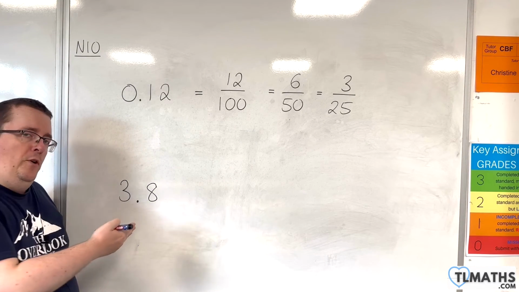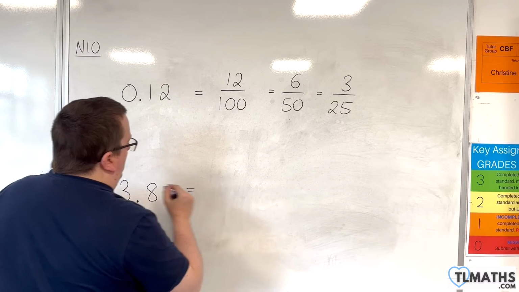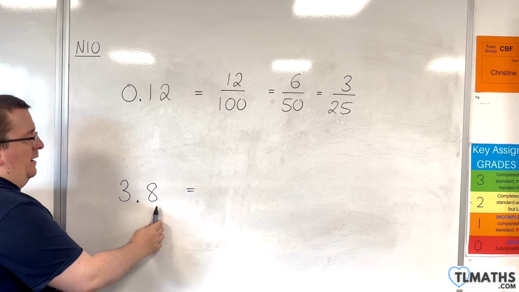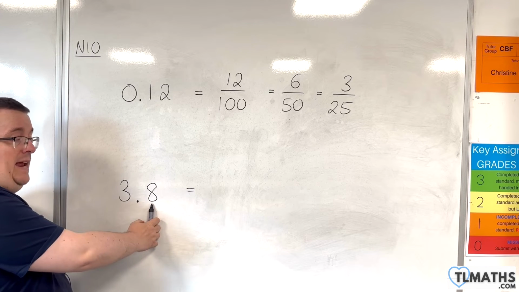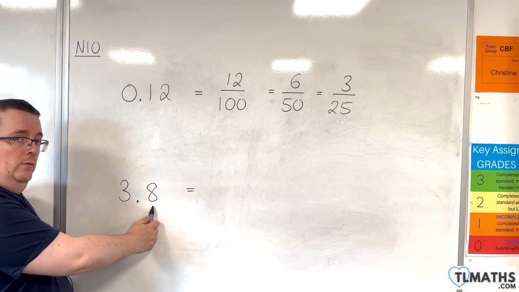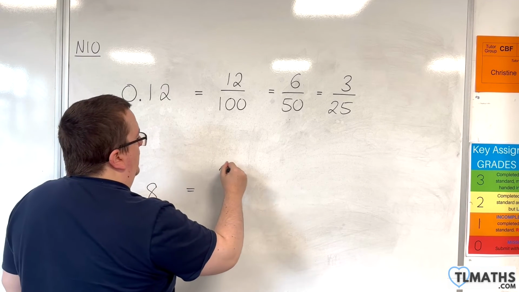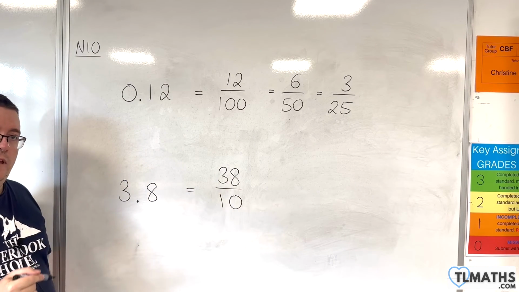So how about 3.8? Well, again, I'm looking at the last column that you have. So this column here is the tenths column. So we have 38 tenths. So you want to write that as 38 tenths, like that.